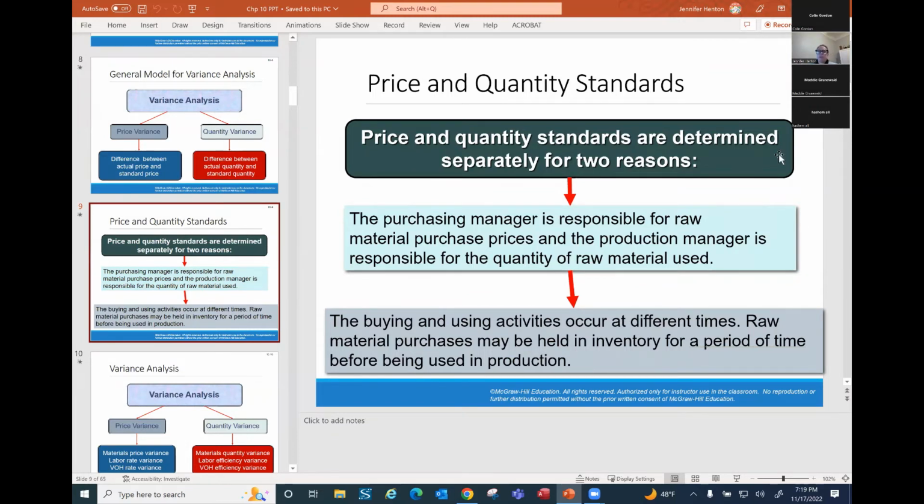So we have price and quantity standards determined for two reasons. The purchasing manager is responsible for the raw material purchase prices, and the production manager is responsible for the quantity of the raw material. So we have the purchasing manager for the pricing, and the production manager for the quantity. The buying and using activities occur at different times. The raw material purchased may be held in inventory for a period of time before it's used in production.